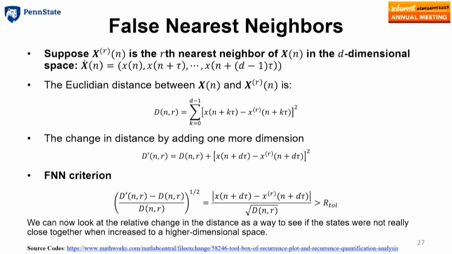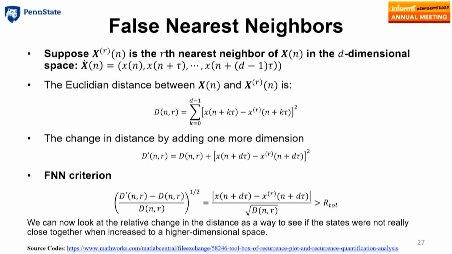That means we're going to add D. You see here, this is D minus 1, from 0 to D minus 1. So in total, we have D dimensions. Now we're going to go one more dimension, that is D. And then we get the actual calculation of the neighboring calculation. We want to see how much change we have. So this will become the false nearest neighbor criterion. We can now look at the relative change in the distance as a way to see if the states were not really close together when increased to a higher dimension.